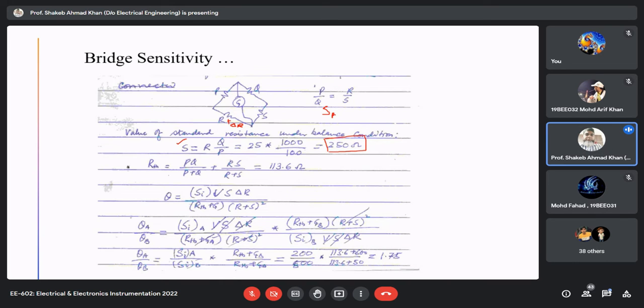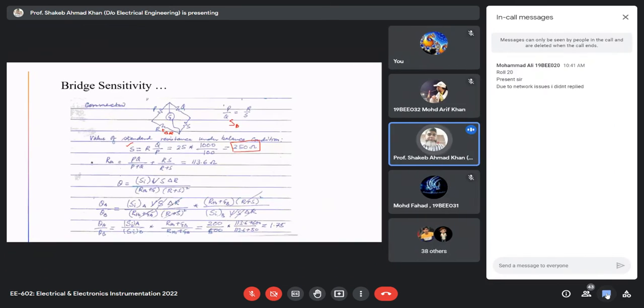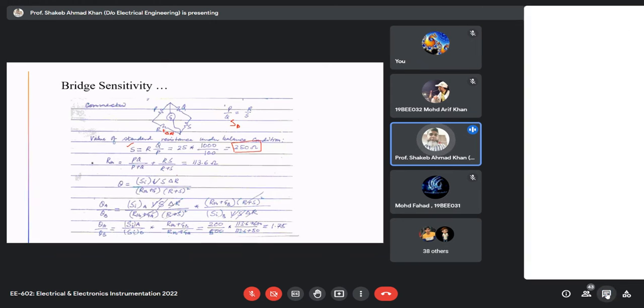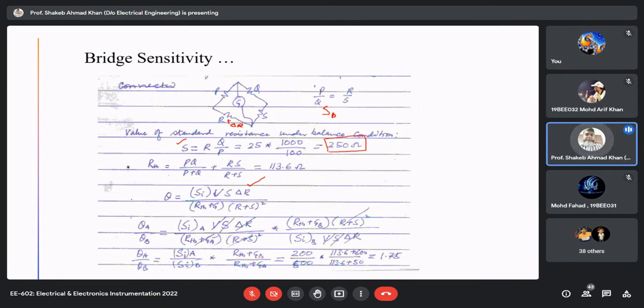You know the sensitivity of the bridge, for the same delta R, if it is high, this is the expression for a current sensitive bridge. This is the expression for theta for a current sensitive bridge. So for the same delta R, your theta will be more. We'll calculate theta for the same delta R when we connect galvanometer A here, and when we connect galvanometer B here. So we'll take the ratio of it.